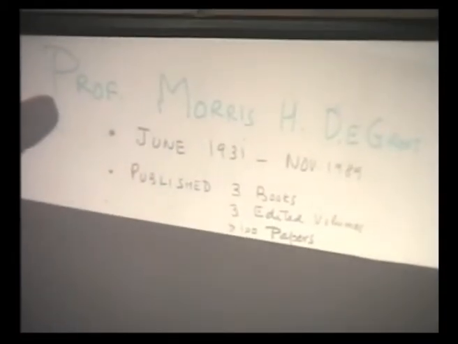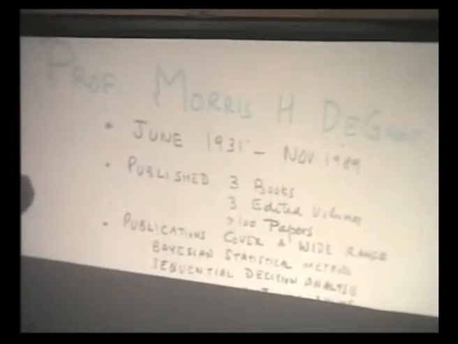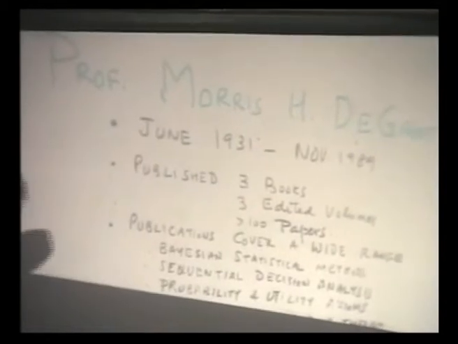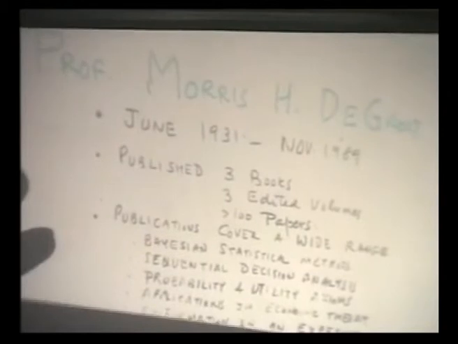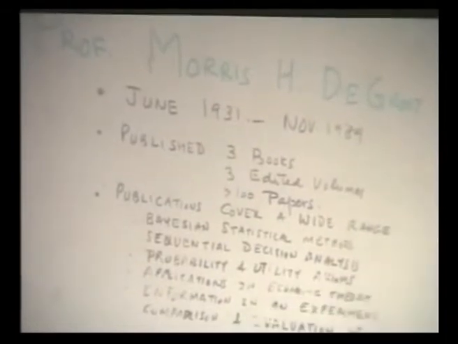He published more than 100 papers which cover a broad range of topics: Bayesian statistical methods, sequential decision analysis, probability and utility axioms in general, applications in economic theory, information in an experiment, and comparison and evaluation of forecasters. These are some key areas where he did contribute during his short life.